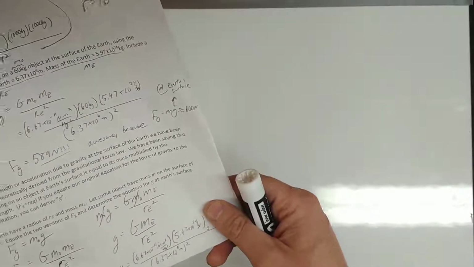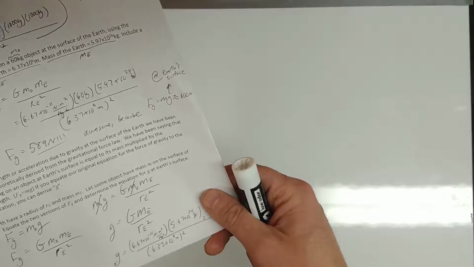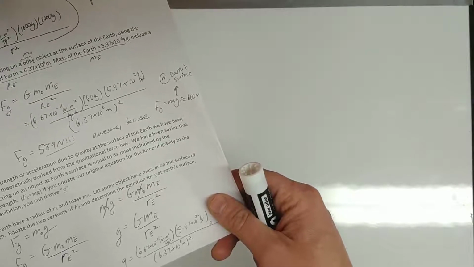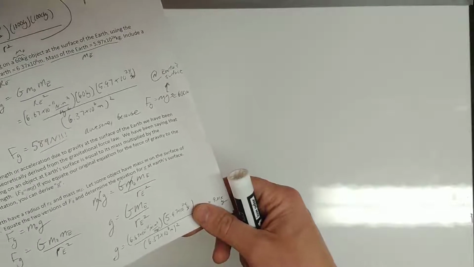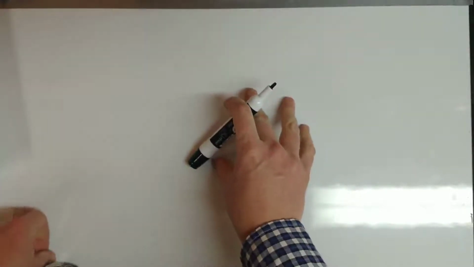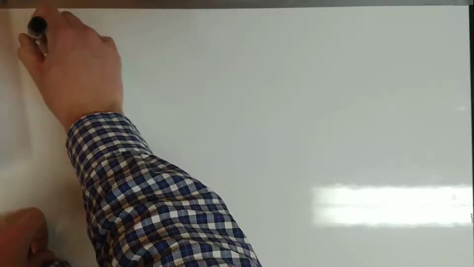Alright, so number 4: let the Earth have a radius of RE and mass ME. Let some object have mass M on the surface of the Earth. Equate the two versions of FG and determine the equation for g at Earth's surface. Alright, so the two versions of FG are the one we already learned way back when.